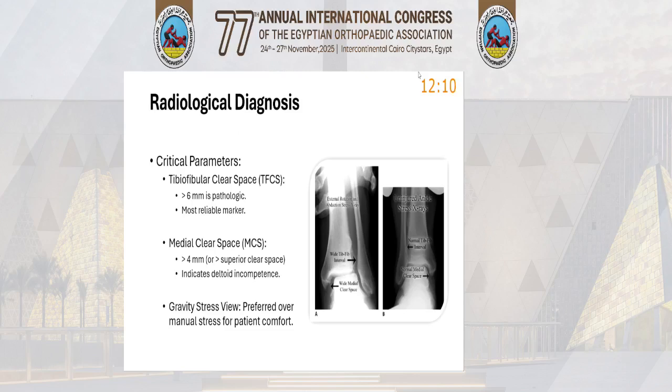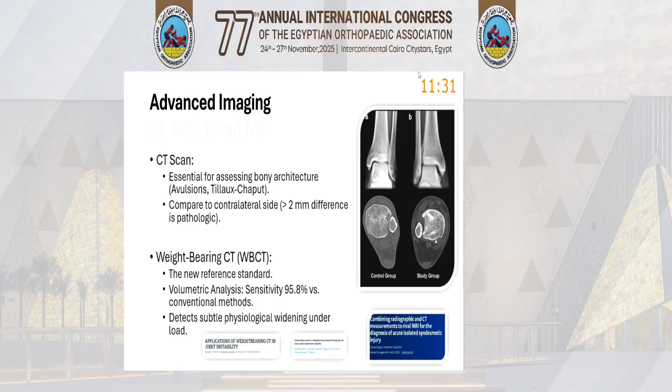You are looking at the tibiofibular clear space. If it's more than 6 millimeters, this is pathologic, and it's the most reliable marker. Also the medial clear space, when it's more than 4 millimeters, or when the medial clear space is more than the superior clear space. And remember, not in equinus. When the X-ray is taken in equinus, you may find some laxity at the medial clear space. Instead of the external rotation stress view, you can do the gravity stress view. It's more comfortable for the patient, especially the acute and fractured patient.